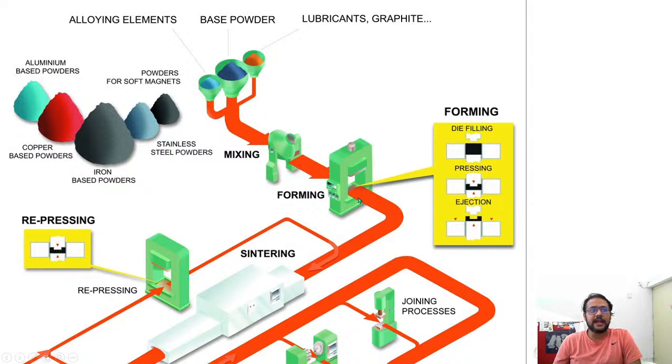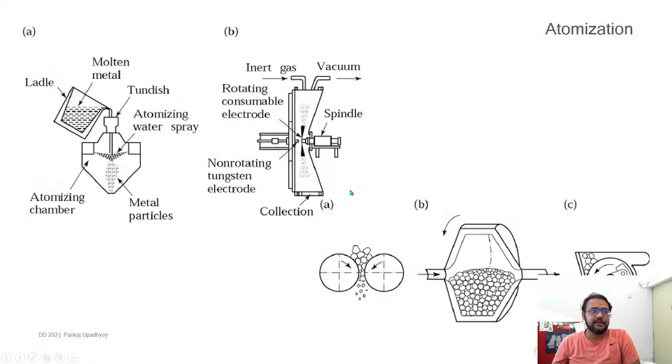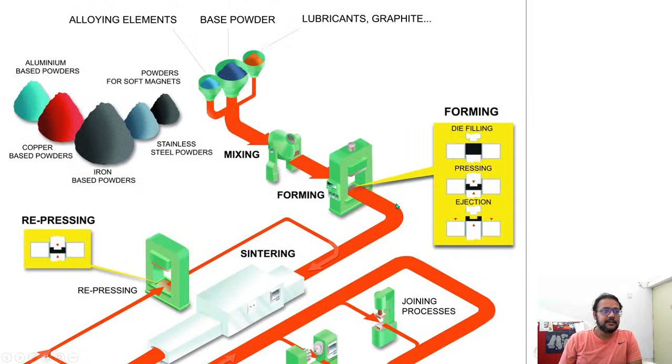Okay, then that goes into a forming machine, where, let's say, the basic part is made using pressing. So let's say this is the die, and there's a top and a bottom part, and then that is pressed, and you get this kind of part. That then travels through a sintering oven.